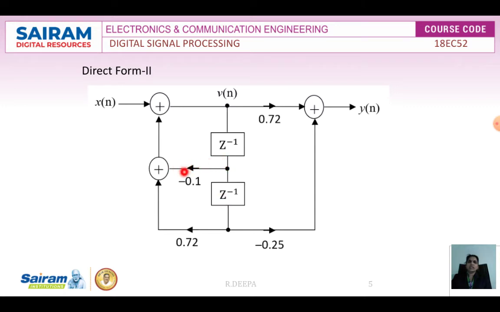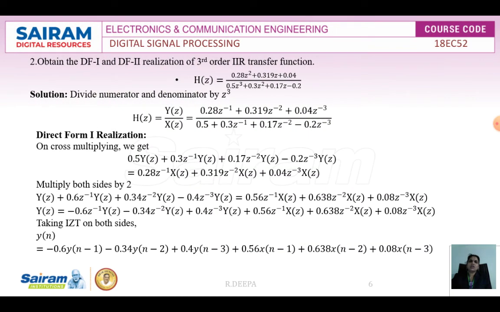Then you just multiply with the corresponding coefficients as minus 0.1 and 0.72 respectively, and give it to the summation block. Again one more summation block, then finally it is flowing in this direction. And here another input from v of n minus 2 multiplied with minus 0.2. Again this is given as an input for this summation block, and the output will be available at y of n. So this represents the direct form 2 realization for the given digital IIR filter. So in the same way you need to solve for all the problems.